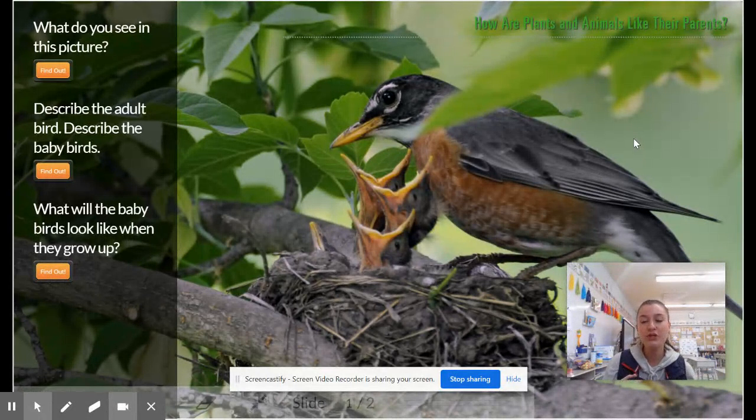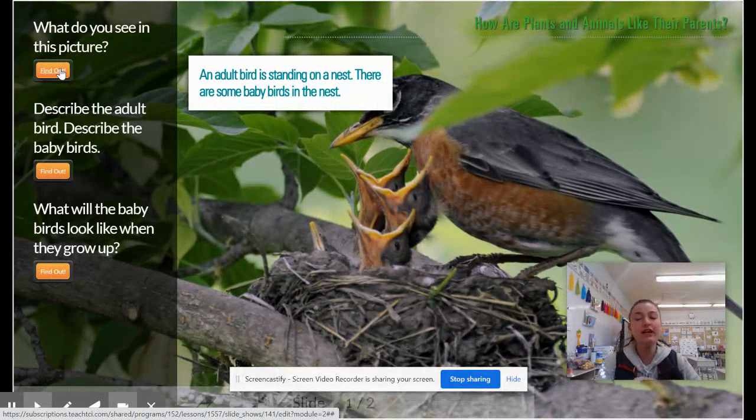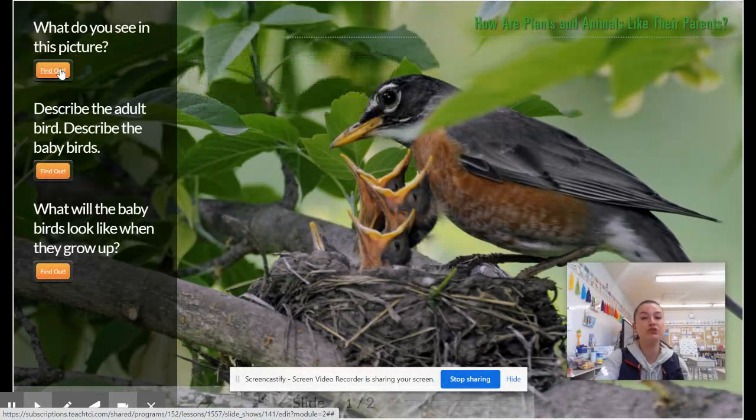So the very first thing we're going to do is look at my slide. We are going to look at this picture and we're going to answer three different questions on it. Our first one says, what do you see in this picture? Well, if I look at it, I see an adult bird that is standing in a nest, and there are some baby birds in the nest. Now we're going to describe the adult bird and describe the baby bird. So we're going to look for some similarities and some differences.